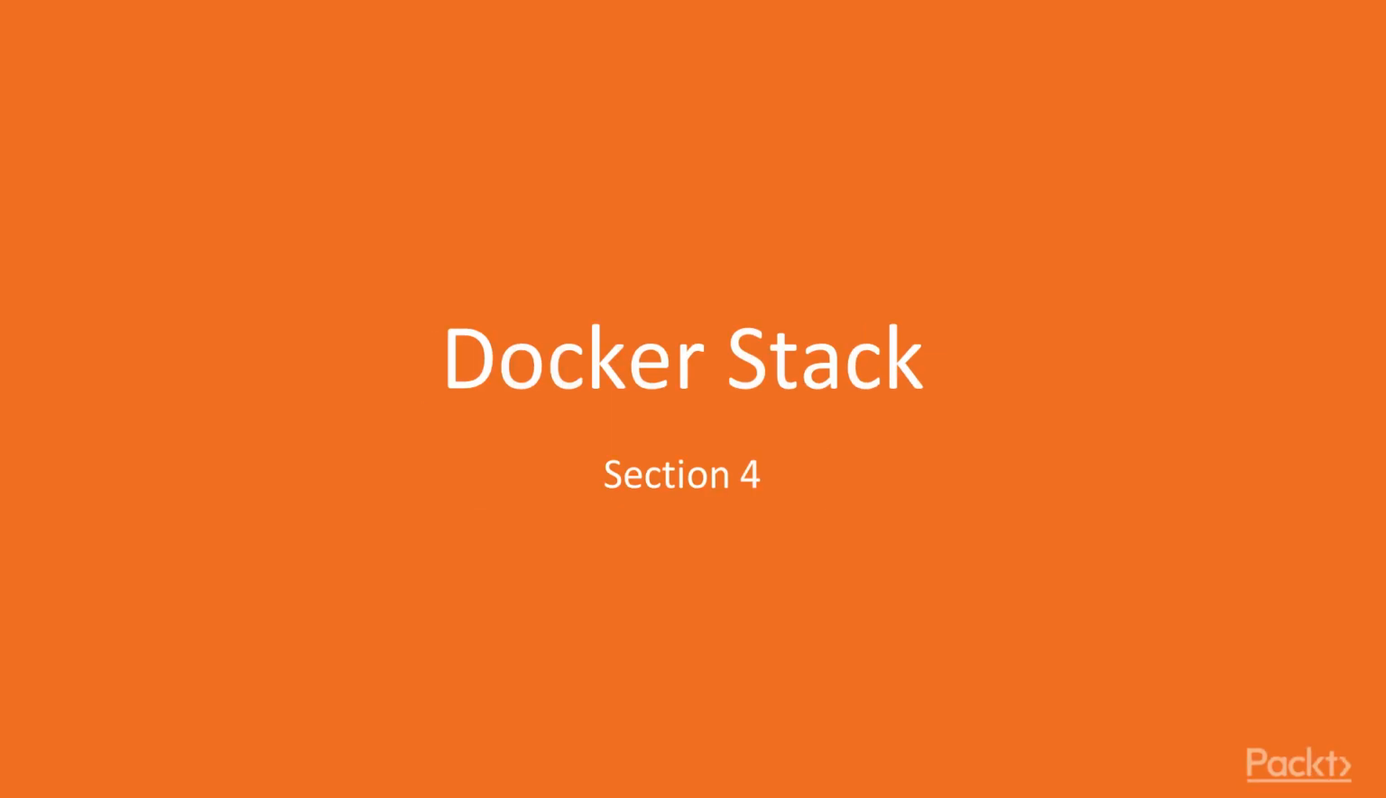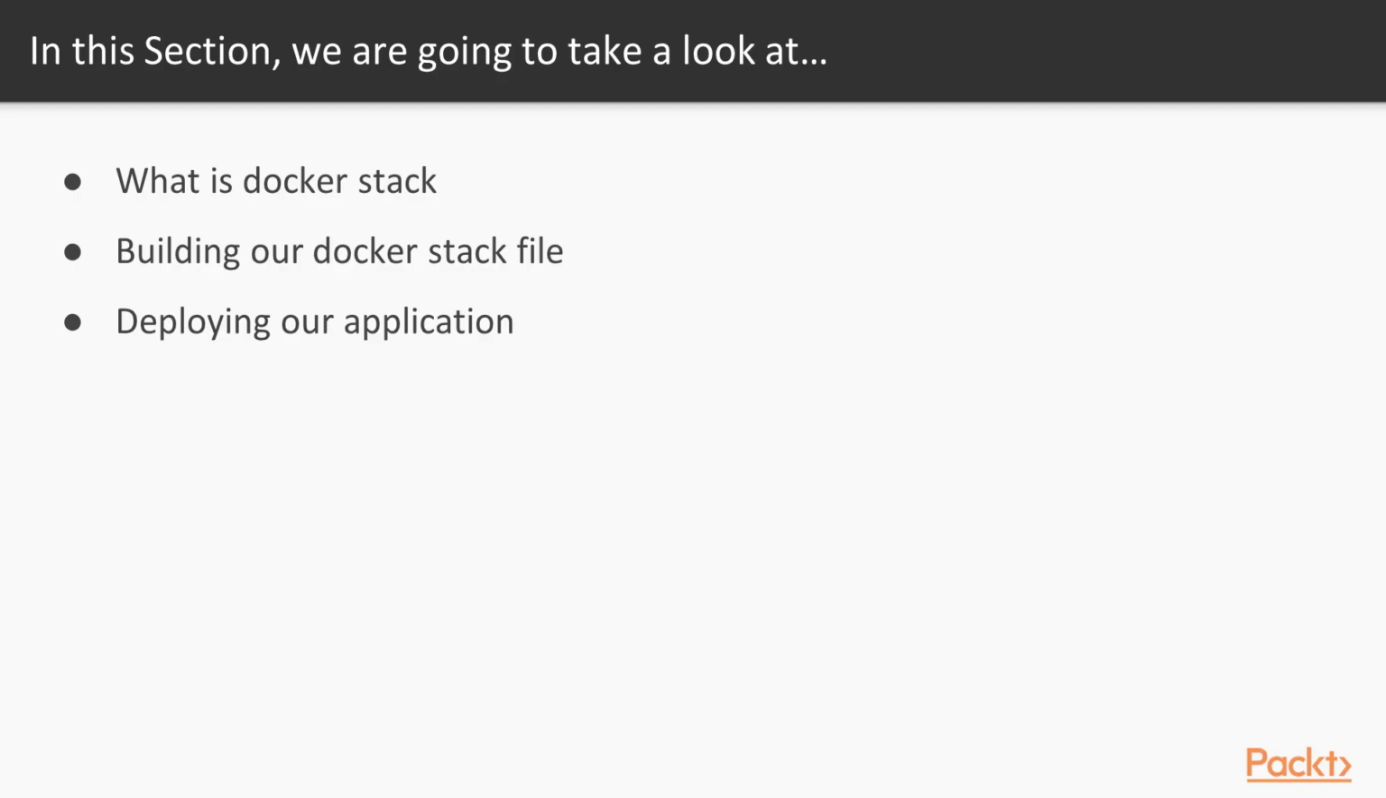Hi! In the previous section, we deployed our application, we deployed our MongoDB, we deployed our names demo service, and we learned how to use a secret inside of a service, and we used the Docker service command to do all the things. Now, in this section, we are going to take a look at what is Docker stack, building our Docker stack file, deploying our application.